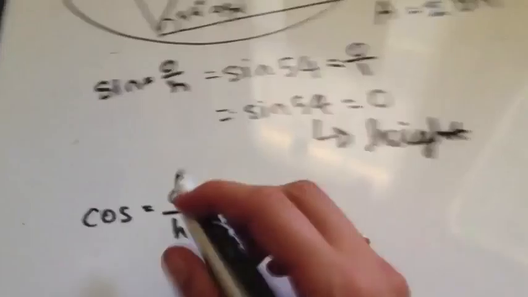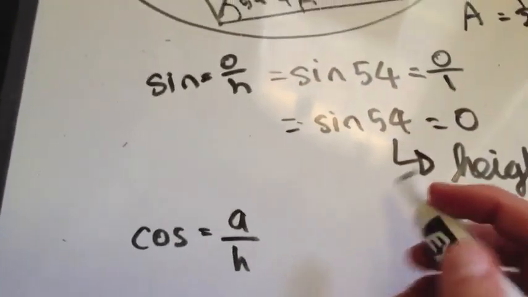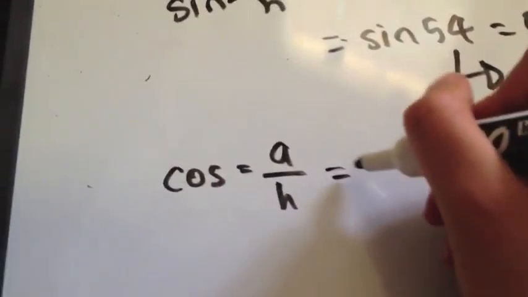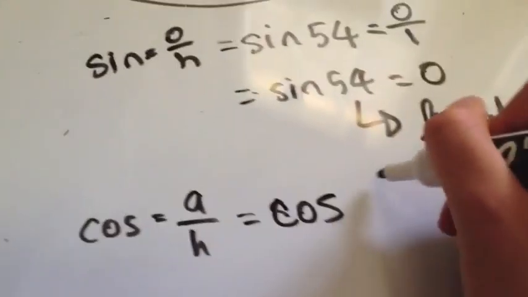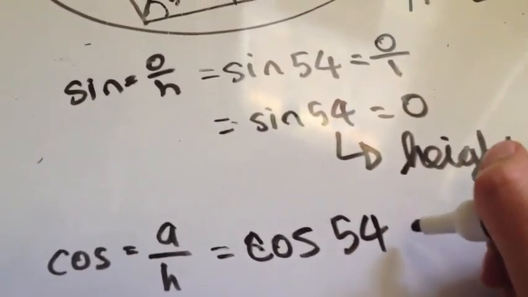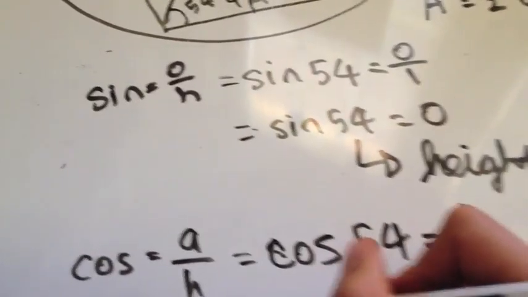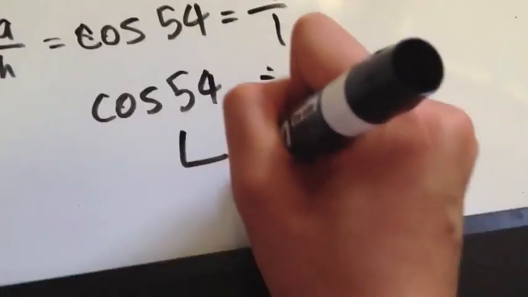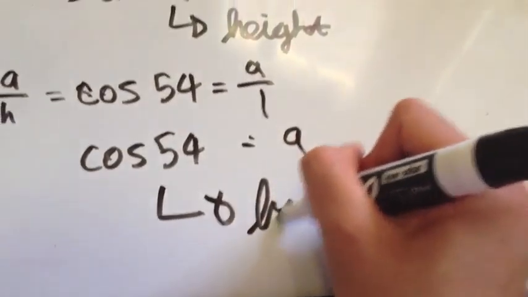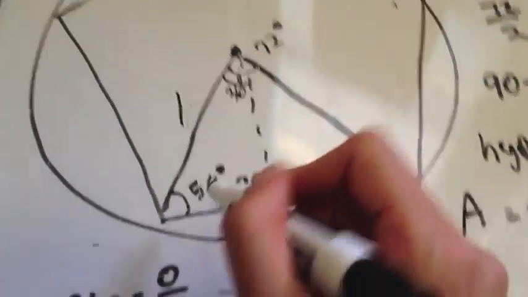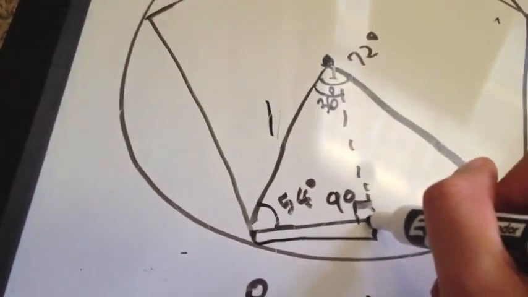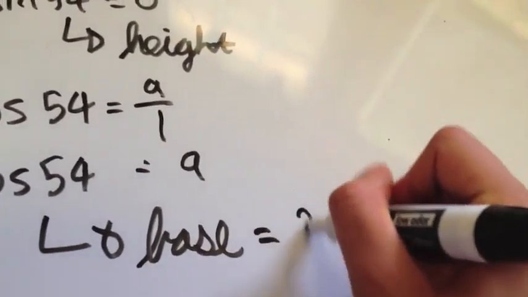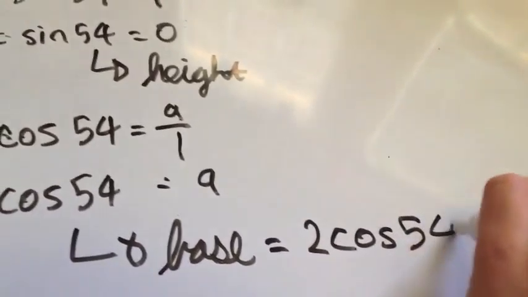Next, we know that cosine is adjacent over hypotenuse, and that the hypotenuse again is 1, so the cosine of 54 is adjacent over 1, which means cos of 54 equals adjacent, which makes this our base. But this is half our base because we did an equation for this triangle. So we are going to have to double it. So the base is actually equal to 2 cos 54.